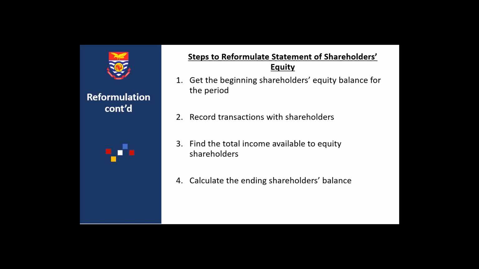You record these transactions, and then you find the total income that is available to shareholders, to equity shareholders to be specific. So if there is any foreign exchange income that was obtained by the firm, you include all that, and then you calculate the ending shareholders' balance.